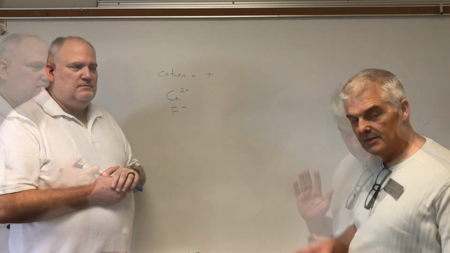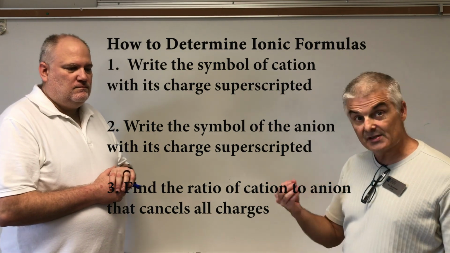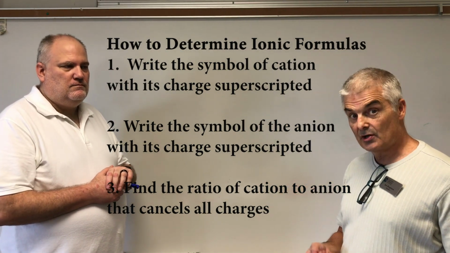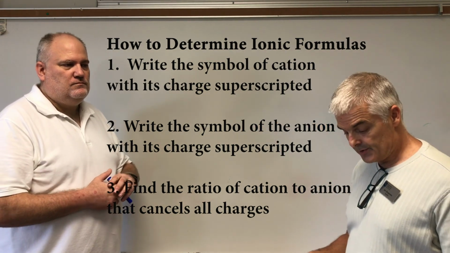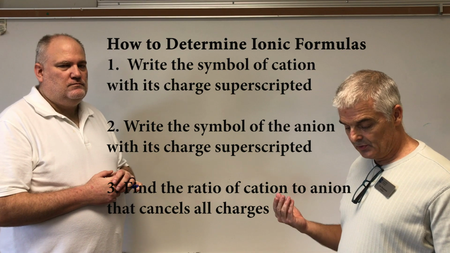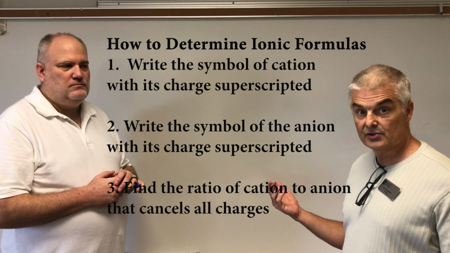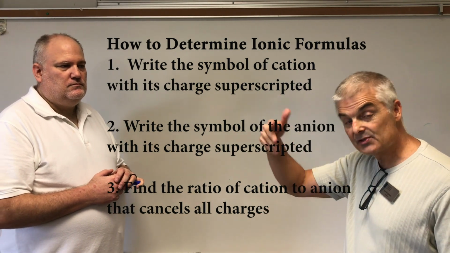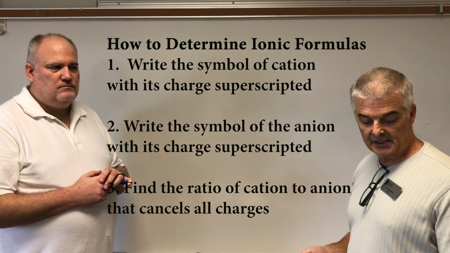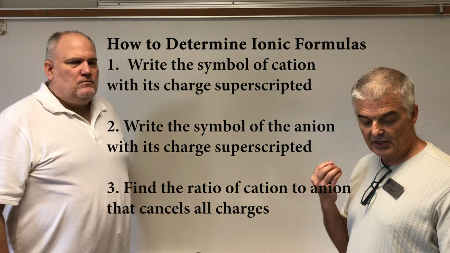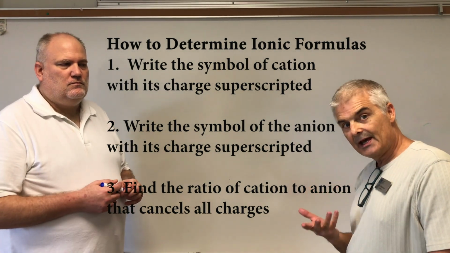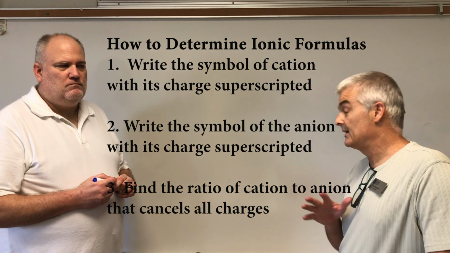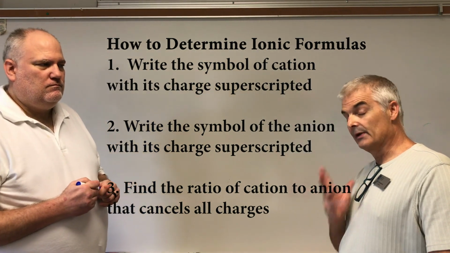Perfect. So it turns out that there are 3 rules for writing these formulas. Number 1, write the symbol of the cation with its charge in superscript. Now make sure that you write the whole rule down in your notes. Number 2, write the symbol for the anion with its charge as a superscript. Is that the 1- or the 2 positive, all that stuff that Mr. Dimitrievich was saying. And lastly, you want to find the ratio of the cation to the anion with such charges so that they add up to 0. Okay, now, hopefully you've paused the video and written those down.